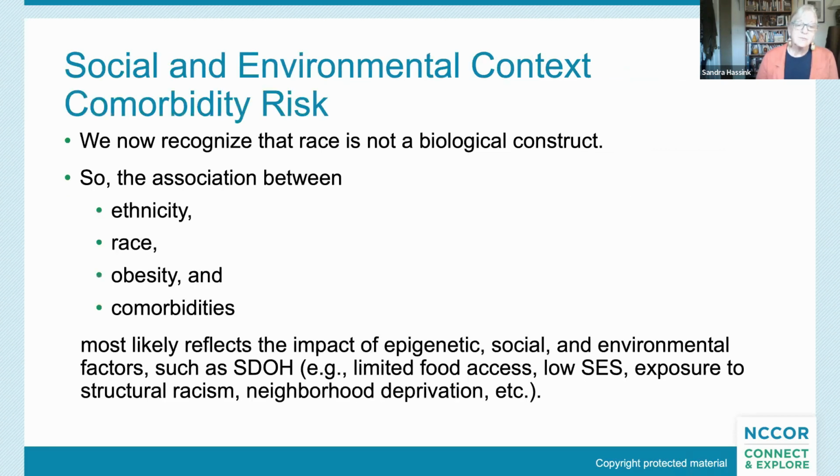We now recognize that race is not a biologic construct. So it's important to note the association between ethnicity, race, obesity, and comorbidities most likely reflects the impact of epigenetic, social, and environmental factors, such as food insecurity, low SES, exposure to racism, neighborhood deprivation, although we reviewed studies that were using race constructs in their evaluation, but we did write the CPG with this view in mind. Next slide, please.